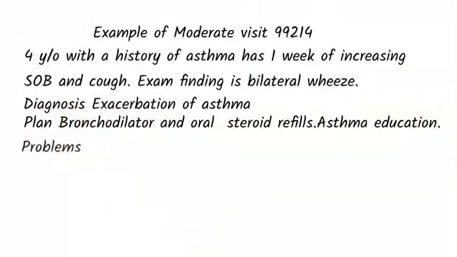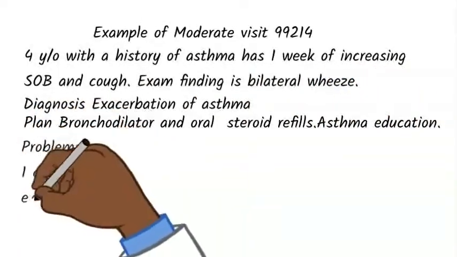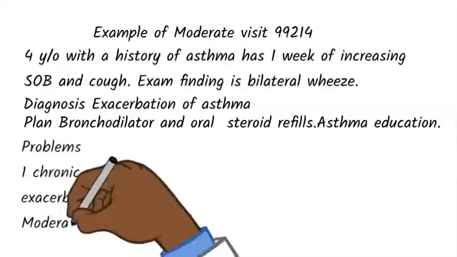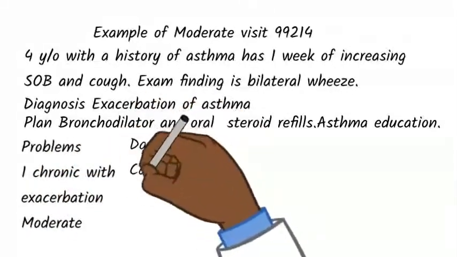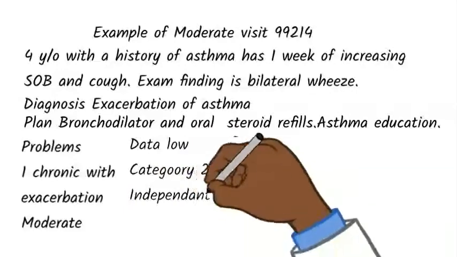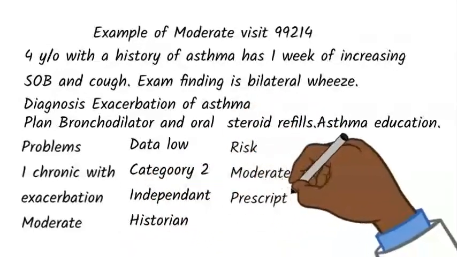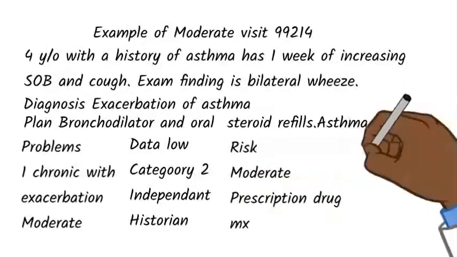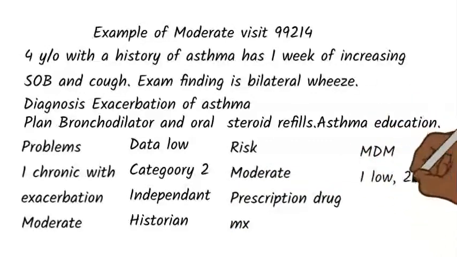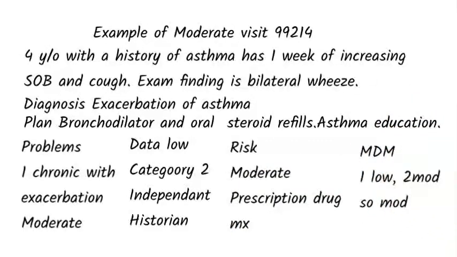In this example, the problem is one chronic condition with exacerbation, so level is moderate. The data is category 2 with independent historian, so is low level. The risk is moderate due to drug prescription. The MDM elements are 2 moderate and 1 is low, so is moderate level code or 99214.